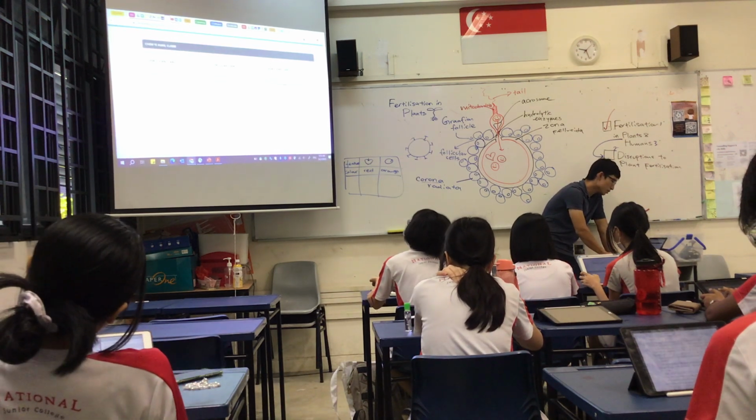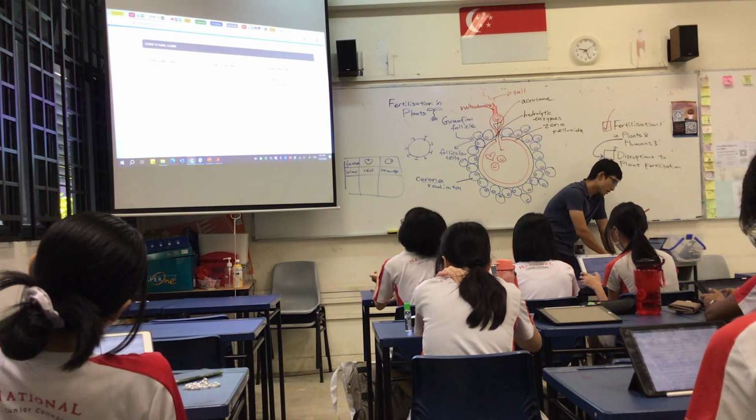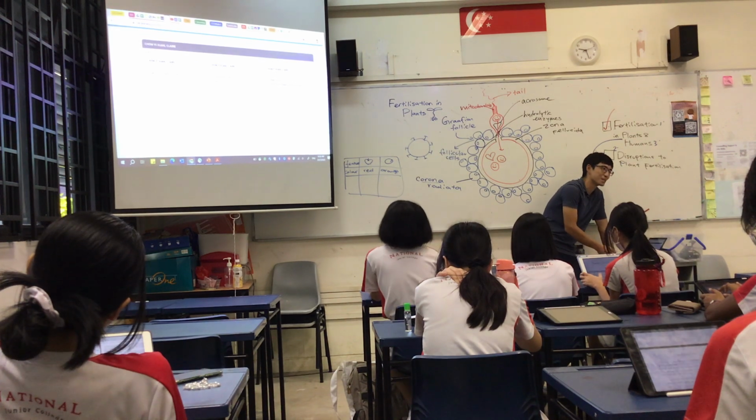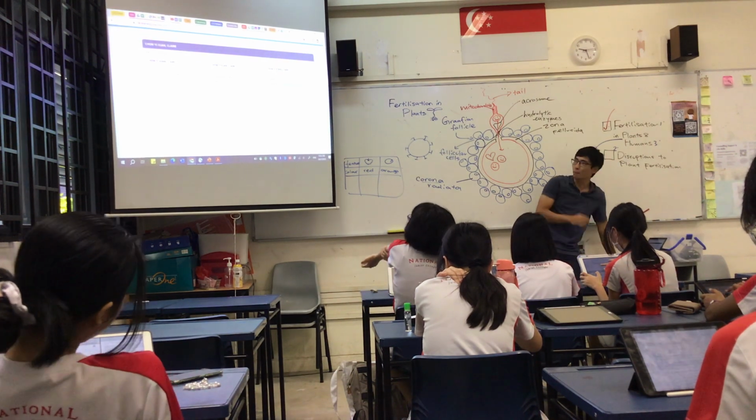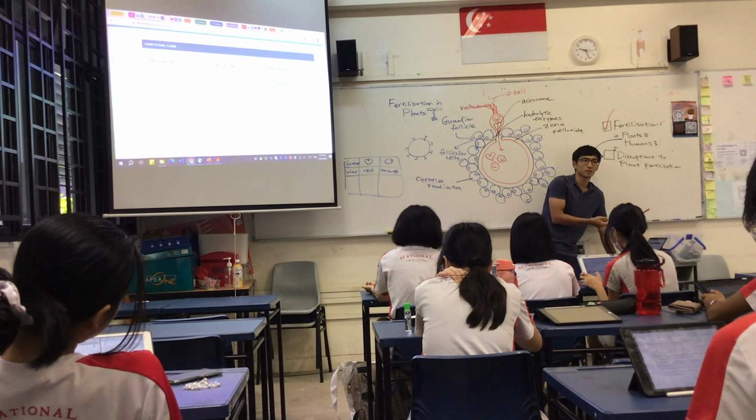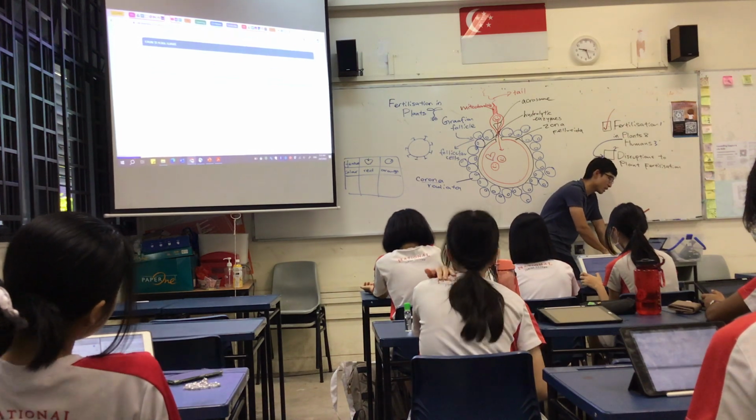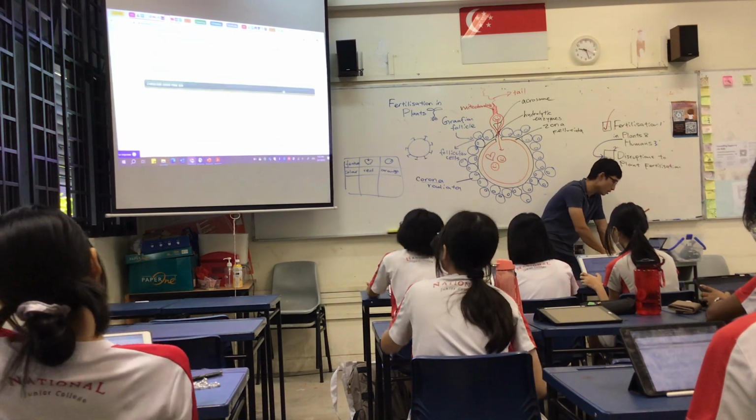Location of the sperm, Li Xuan says, is found in pollen grain. Not located anywhere in particular, it's just a sperm. So it's a pollen grain, the sperm. If your friends tell you that pollen grain is just like the sperm of humans, it's not.